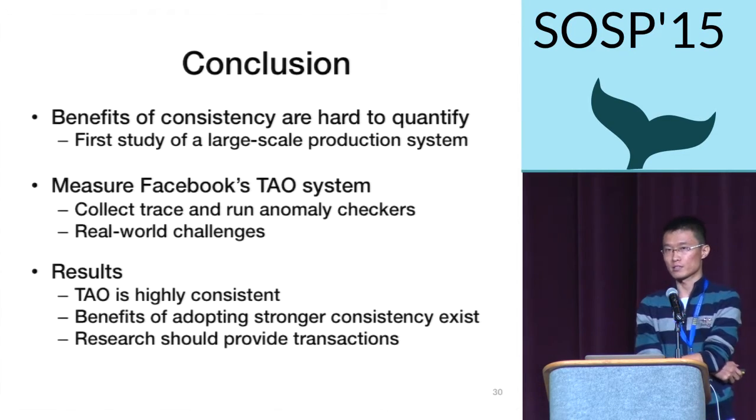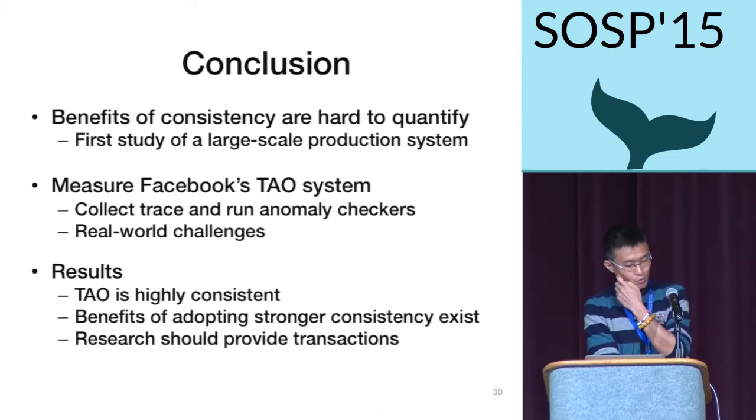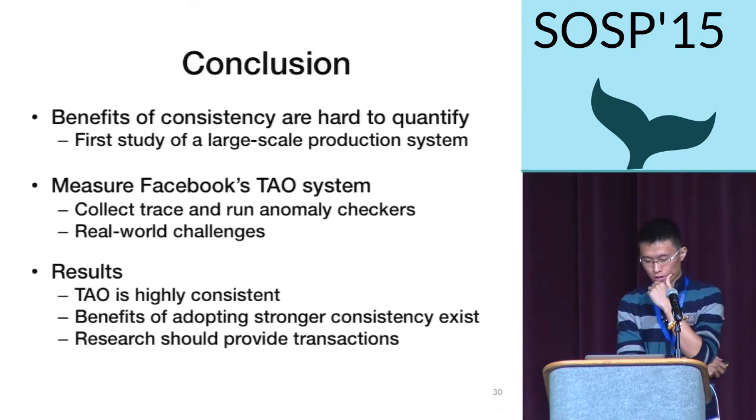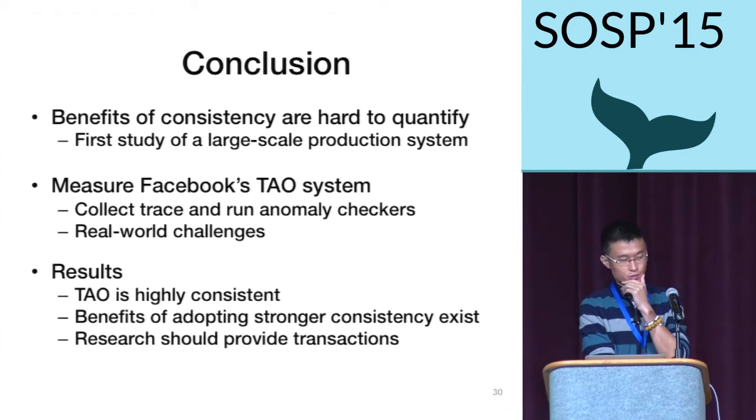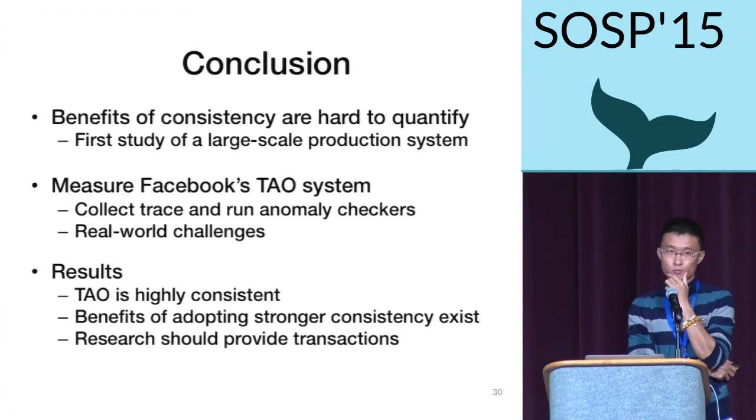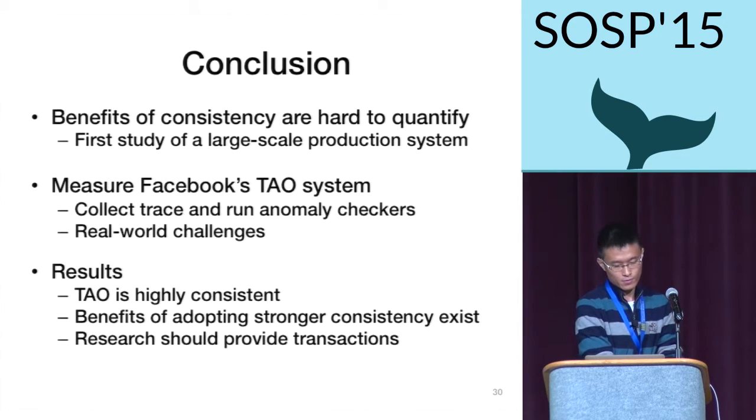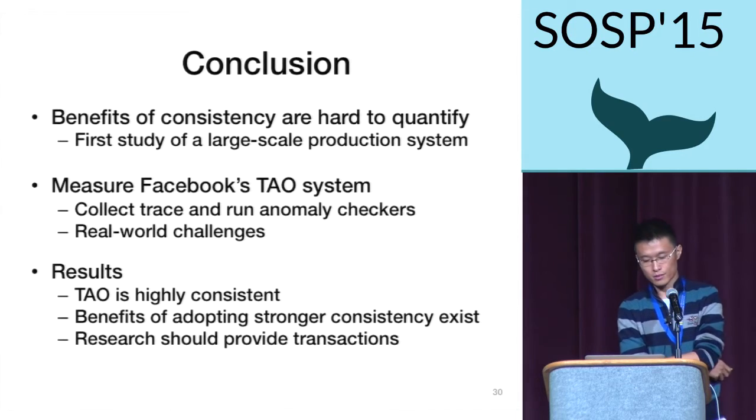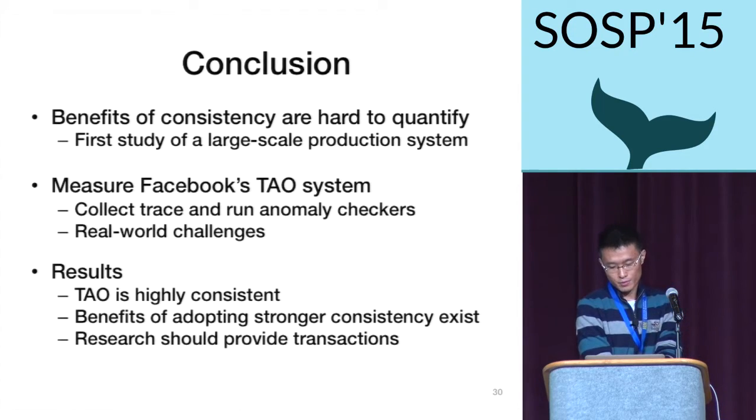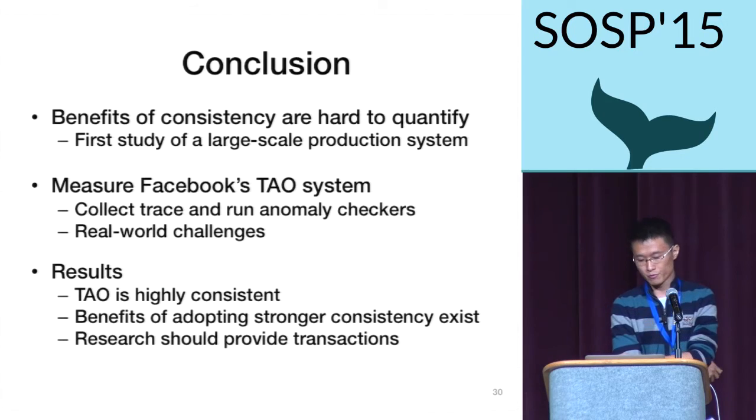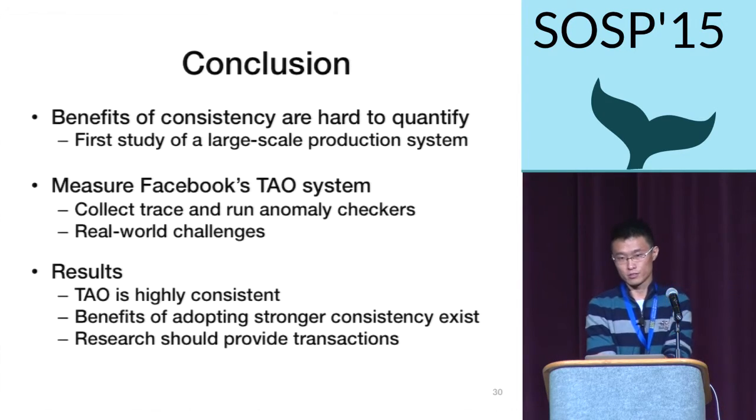Now I'm going to conclude my talk. I began this talk by describing the fundamental tension between consistency and performance. Our work illuminates this trade-off with the first study of the benefits of adopting stronger consistency for a large-scale production system. In our study, we measured the Facebook TAO system by collecting trees from web servers and then running graph-based anomaly checkers on top of trees. We gained a lot of experience in overcoming some real-world challenges like the huge volume of requests and time scale on the web servers.